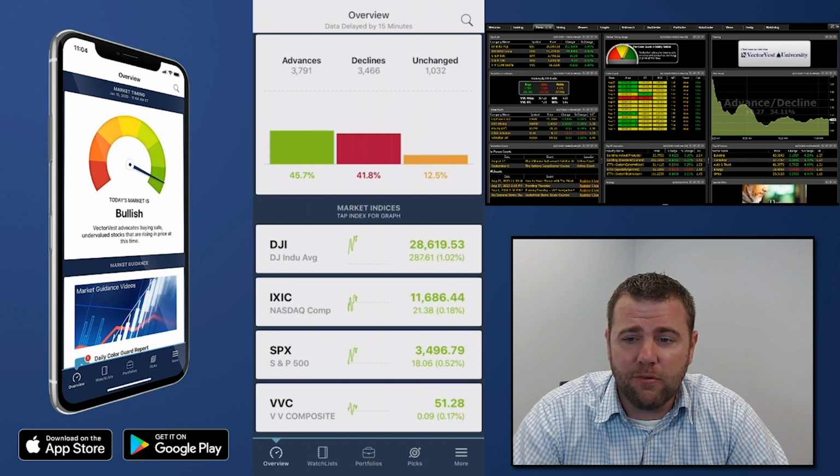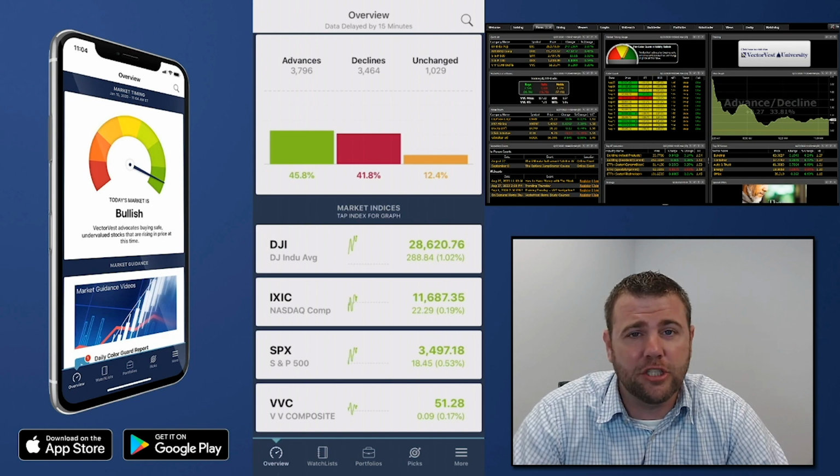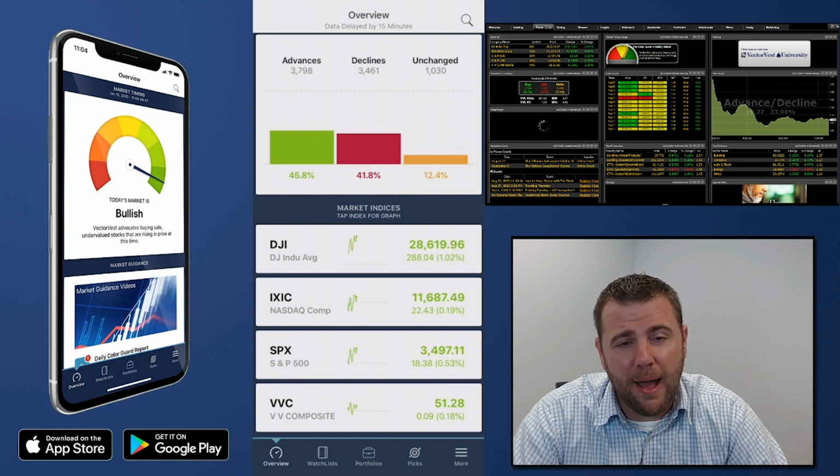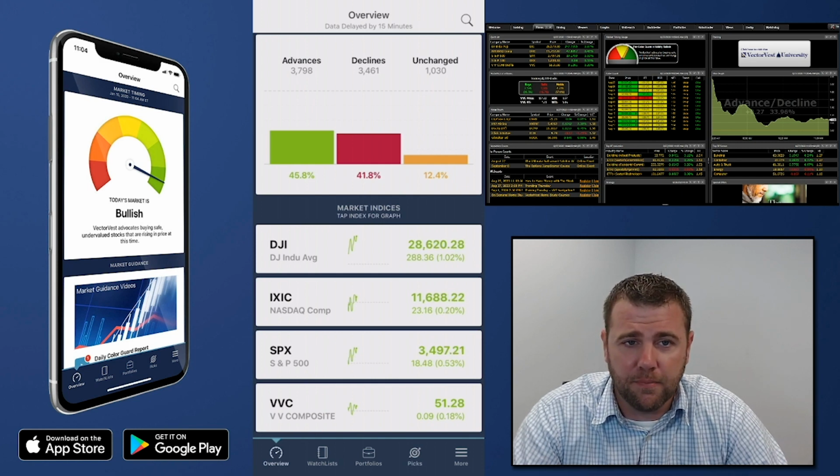As we can see, even with that, we're not seeing the bias that we would prefer to see with the advance declines, telling us we should just be holding off for the day, manage our current holdings, not picking up anything new for the time being, though.